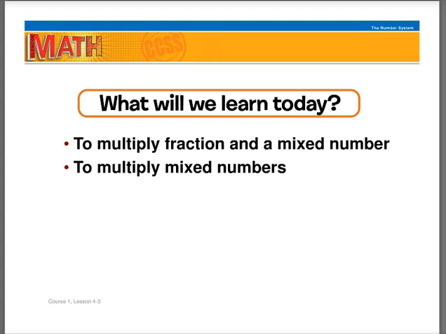Now before we jump into this lesson, I want to go back over how we change a mixed number into a fraction. It's going to make it an improper fraction. So let's say we have 1 and 1/2. Now, how do I change that back to an improper fraction?